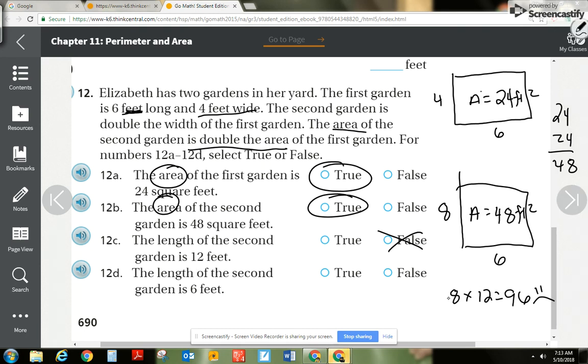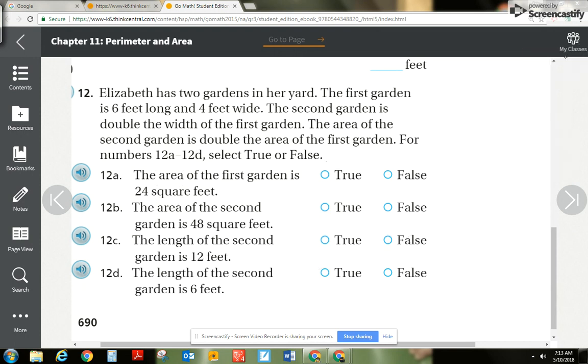This does not look like something we've been working on. The length of the second garden is 6 feet. First garden, second garden, the length is 6. So that's true. It's a tough question. I know I kind of went through it quick, so feel free to pause and go back.